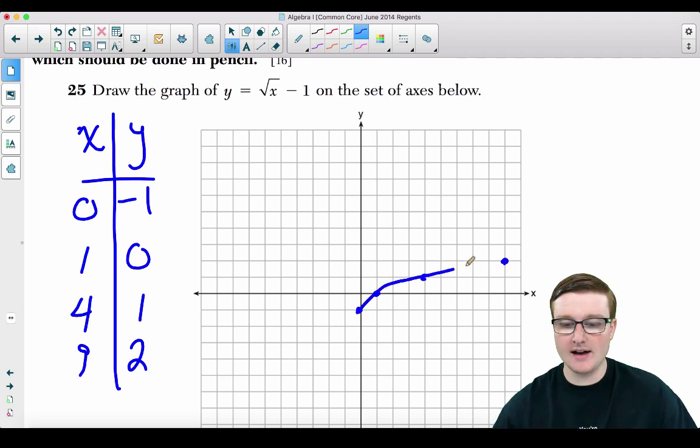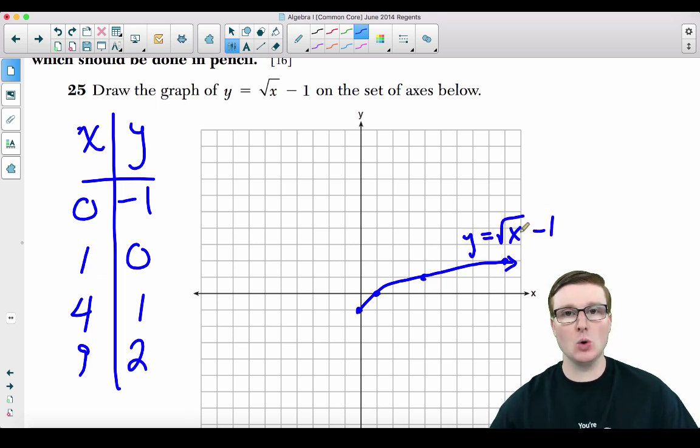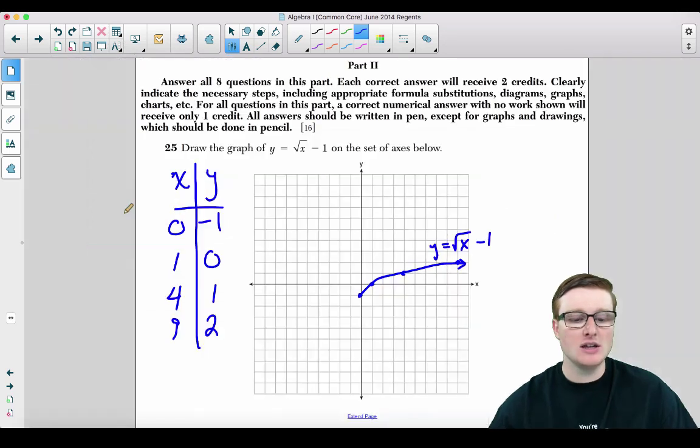Draw your graph with an arrow at the end, and make sure that you label y is equal to the square root of x minus 1, and you are done with that question. Easy 2-point question. Nice and easy. Graph it and be done.